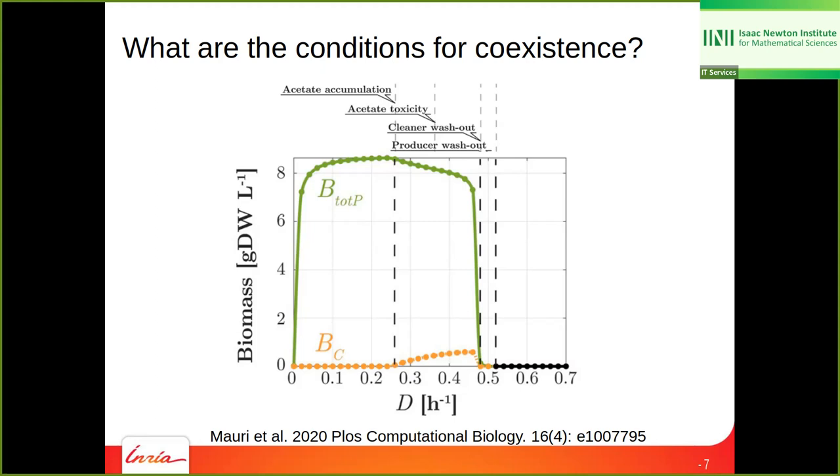Below this dilution rate, there's no acetate, so there's no clear opportunity for the cleaner to grow. And above it, the growth rate of the species is simply too low to keep up with the dilution rate, so they're both flushed out at the end.